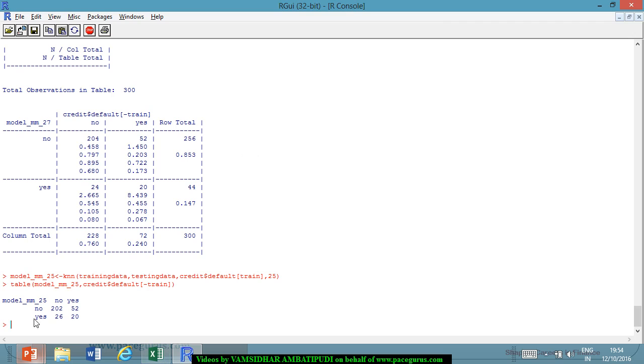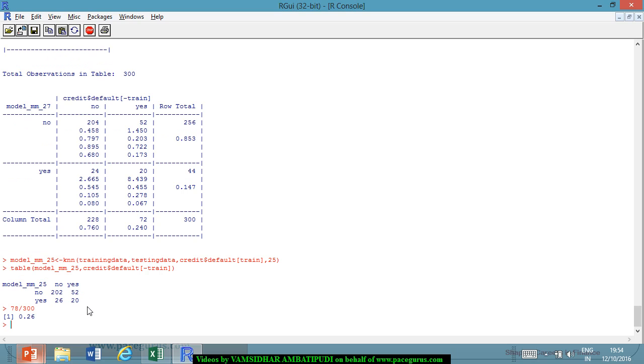Okay, so right now the accuracy is 222 only, and 78 is having error. So 78 out of 300 are having errors, which is almost 26%. So this is also bad.